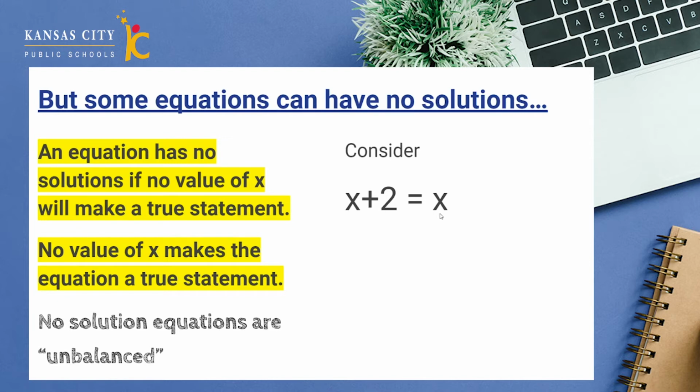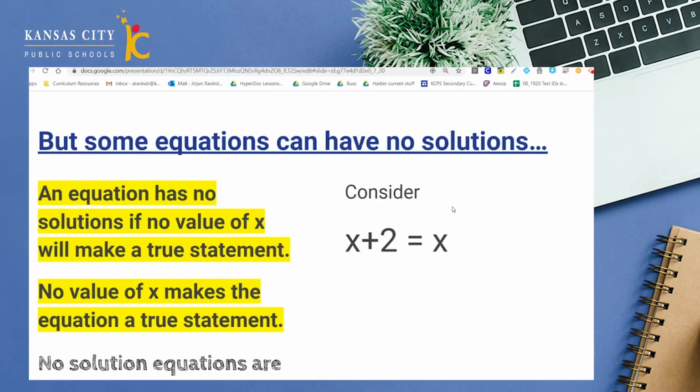Imagine that x was anything you could possibly think of. X is a basketball. How can a basketball plus 2 equal a basketball? Maybe it's not a basketball. Maybe it's a Ferrari. Ferrari plus 2, how could that equal a Ferrari? Maybe that's confusing to you.